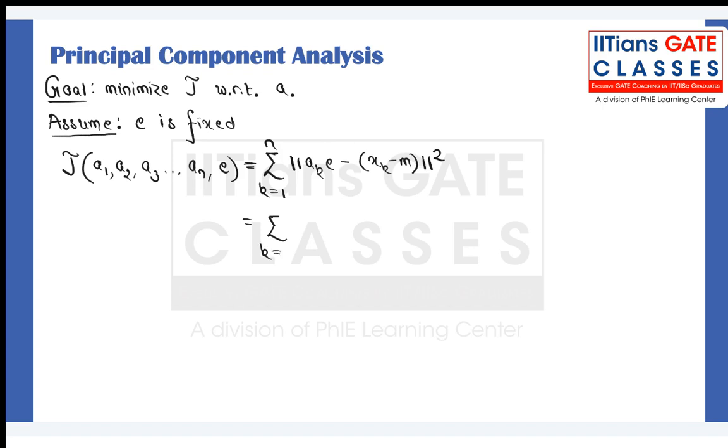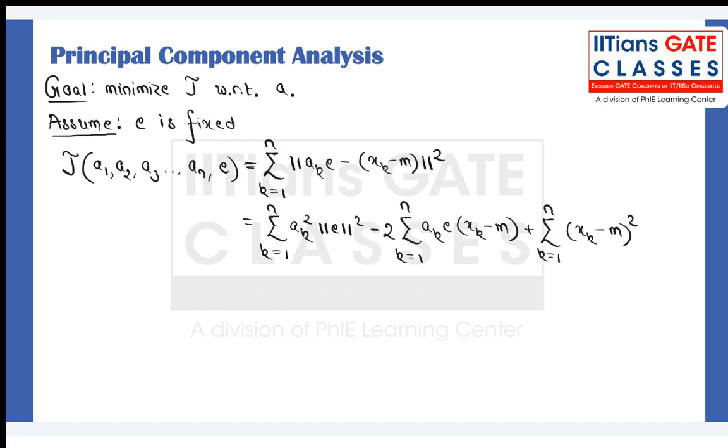Okay, so I can now expand the square term and say this is nothing but the sum over k equal to 1 to n of ak square e square, minus 2 into the summation over k equal to 1 to n of ak of e times xk minus m, plus the summation over k equal to 1 to n of xk minus m, the whole square. Now see, I told you that your e is fixed, right? And I want to minimize this function J with respect to ak. Okay, with respect to a or ak, whatever you want to say.